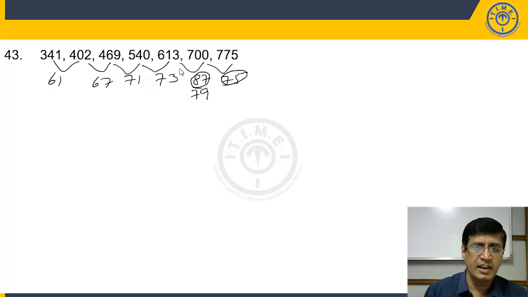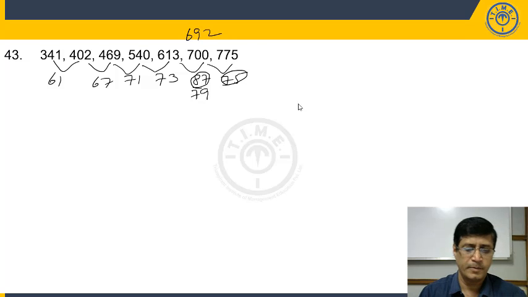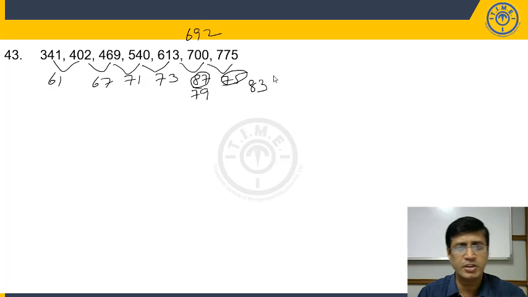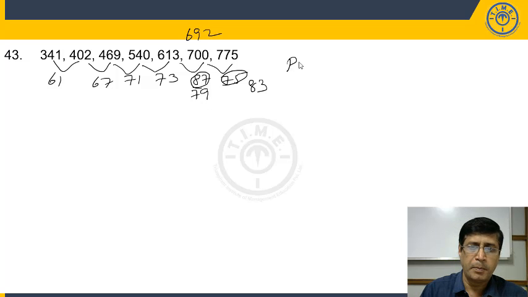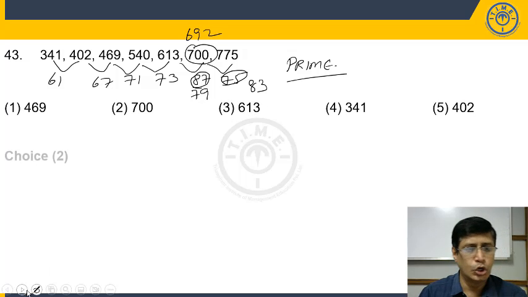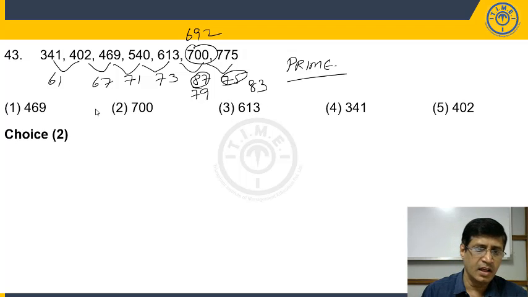79 plus 613, the result is 692. Then you will get here 83. So all these numbers are prime numbers. The differences between these numbers are prime numbers. Okay, so what is the right answer? The right answer here is 700. So option number 2, the second choice, is the right answer.